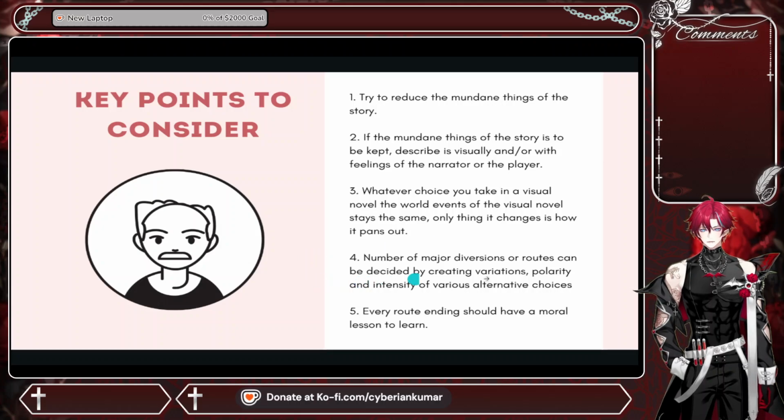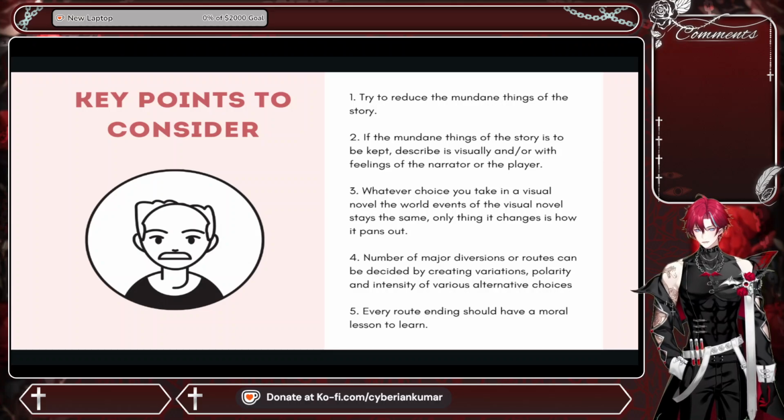Now, the fourth point is that major diversions, or the routes you have decided on, can be created by varying the polarity and intensity of various choices. Once you have decided the end feeling of the game, you could change the polarity in different routes, or you could change the intensity of that feeling in different diversions or routes.